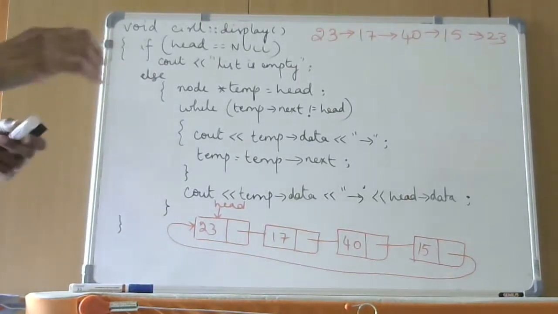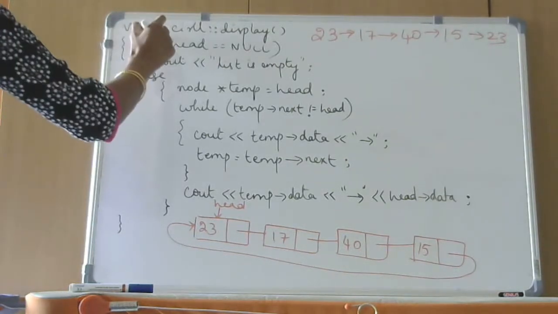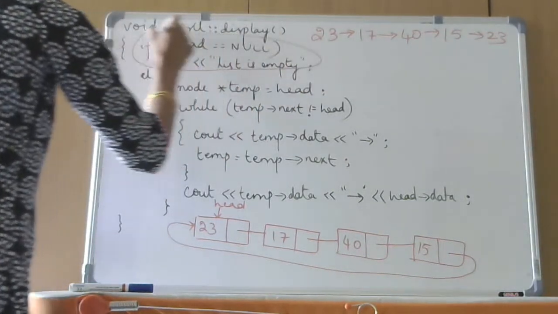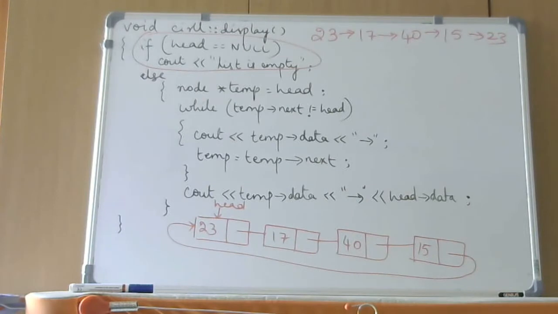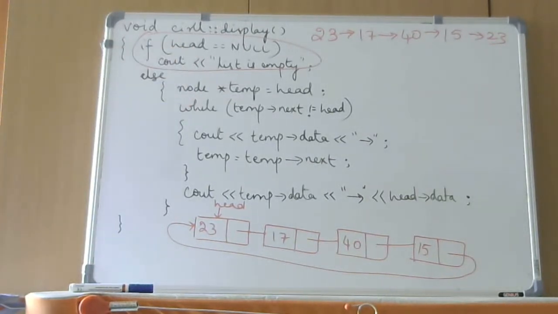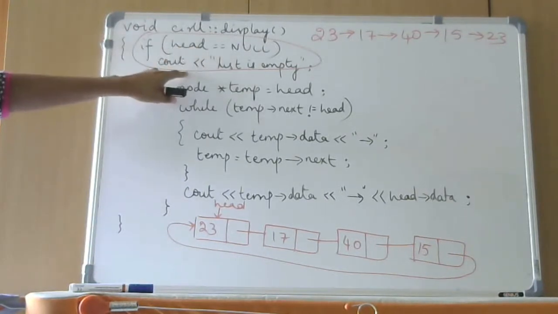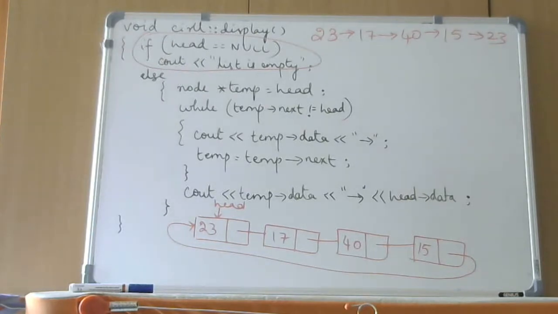Now, the first thing I have to check: if my list is empty, I cannot display anything. So, how do I check that? If head is equal to null, then the list is empty, over. That is the first condition you have to check whenever you want to display the circular linked list. If it is an empty list, you cannot display.